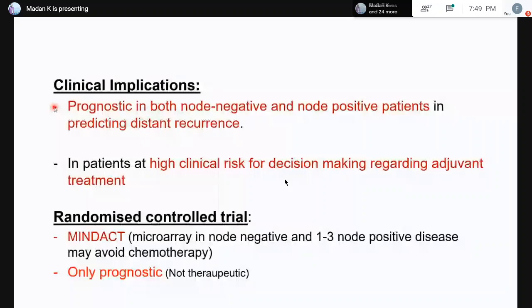There is one randomized controlled trial to validate MammaPrint, that is MINDACT, and it found that this test can be used only for prognostic purposes, not for therapeutic purposes.